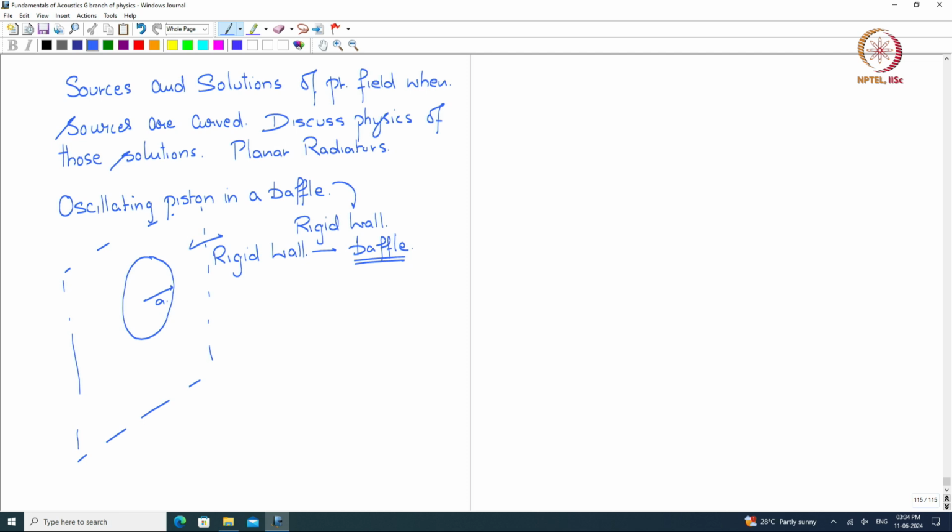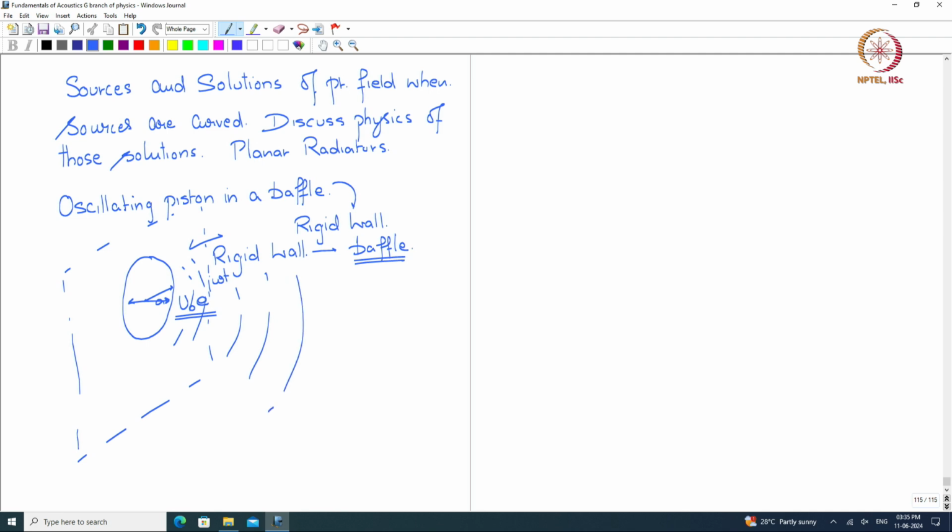Now what does this disc do? The disc oscillates with u0 e to the power j omega t. The disc oscillates back and forth with a certain velocity, a harmonic velocity, and so it radiates sound into this medium.